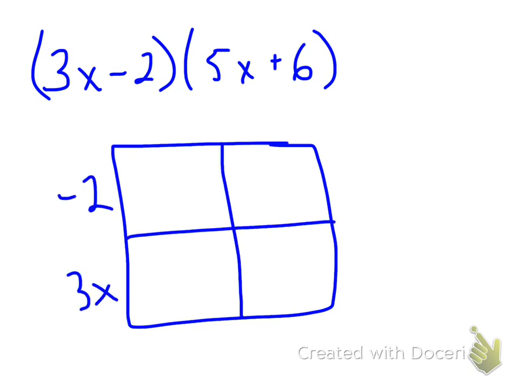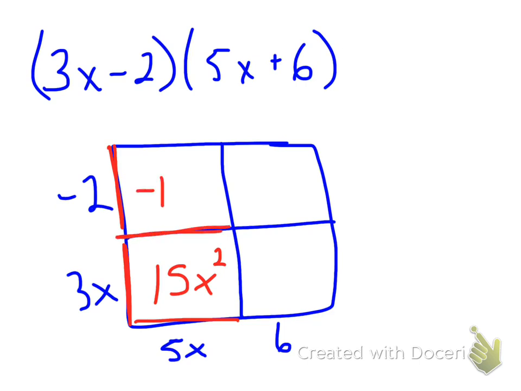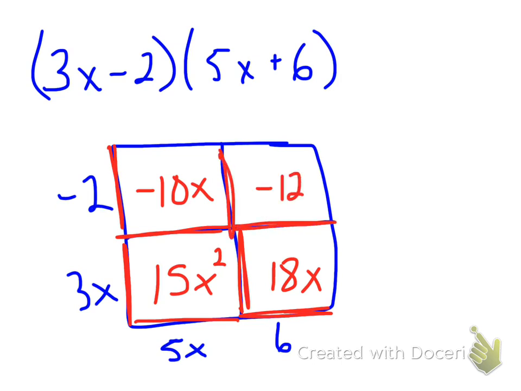3x minus 2 and 5x plus 6. And now I'm going to just multiply the sides together to get each box of this generic rectangle. 3x times 5x is 15x squared. Negative 2 times 5x is a negative 10x. 3x times 6 is 18x. And negative 2 times 6 is a negative 12.